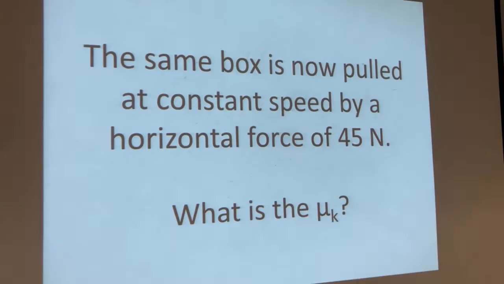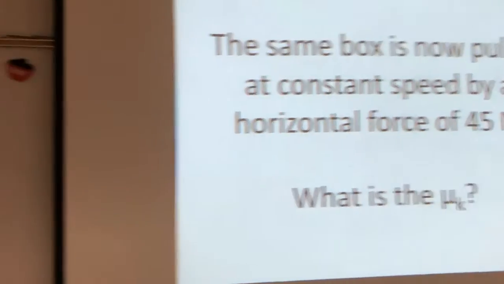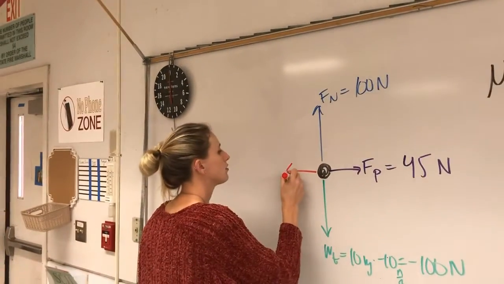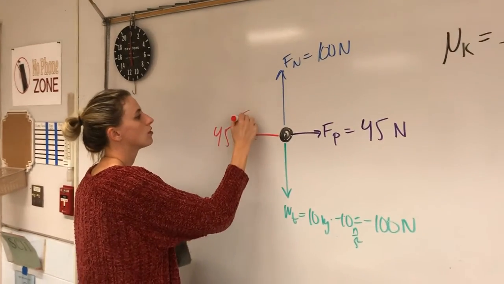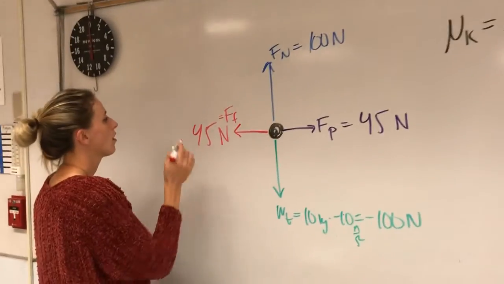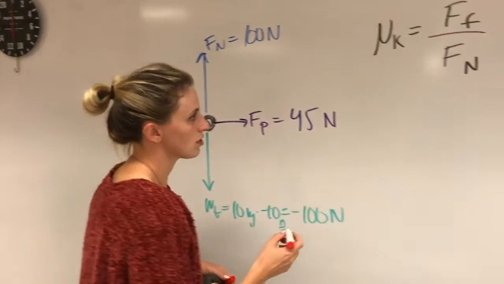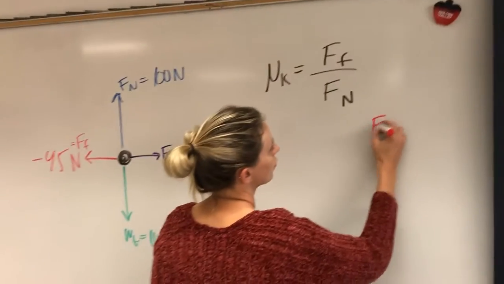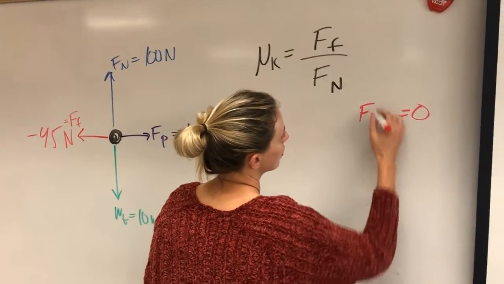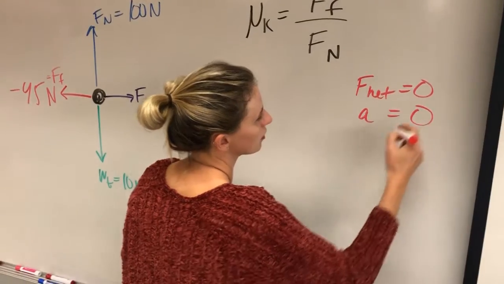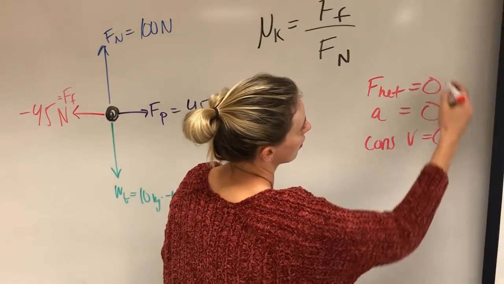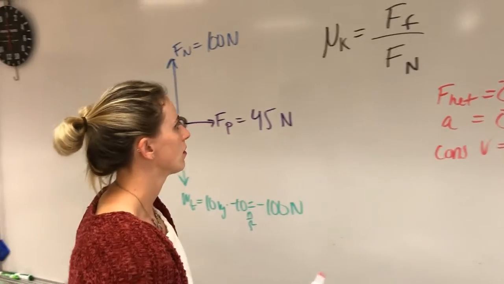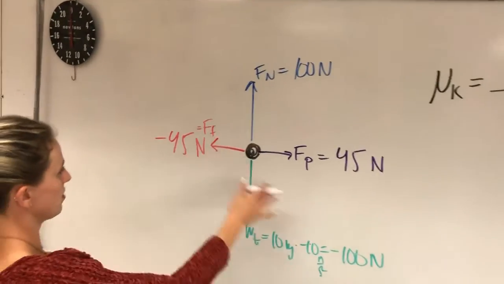Now, what does it mean if it's being pulled at a constant speed? Constant speed means we have an acceleration of 0. And if the acceleration is 0, then our net force is also 0. So our net force is 0, our acceleration is 0, and we said constant speed. So that means everything cancels out, up and down, left and right. Everything needs to balance out.